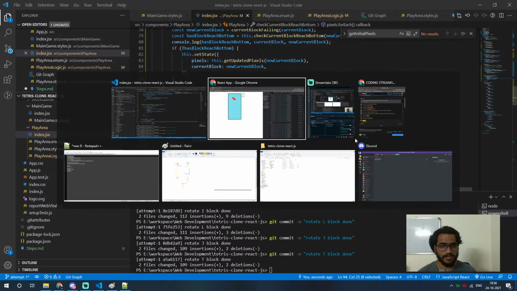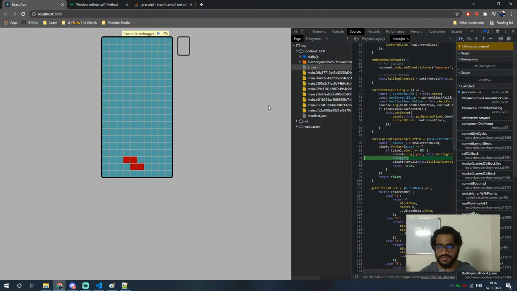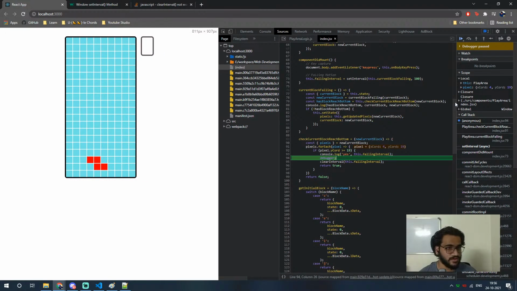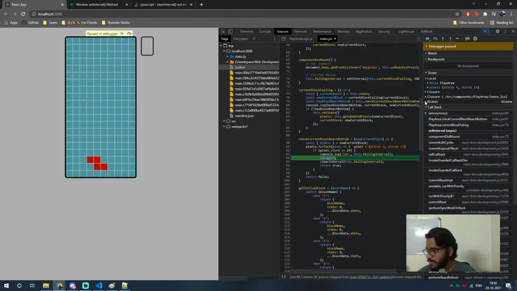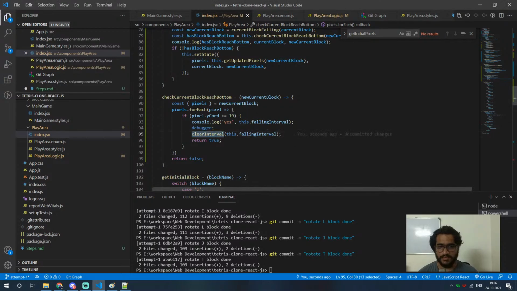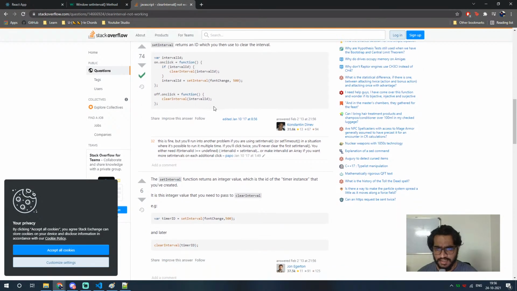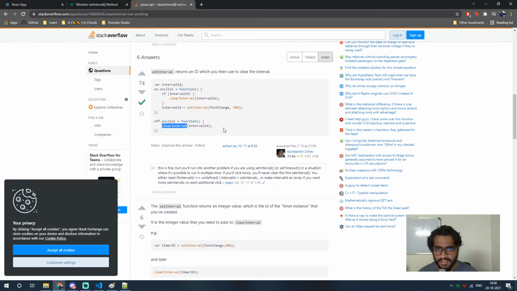This debugger gives us the lowest level of ability to control the whole environment, the whole engine. It lets us observe each and everything that is going on, right? This is such a problem, I don't know why it occurs, but it shouldn't occur, right? Clear interval.